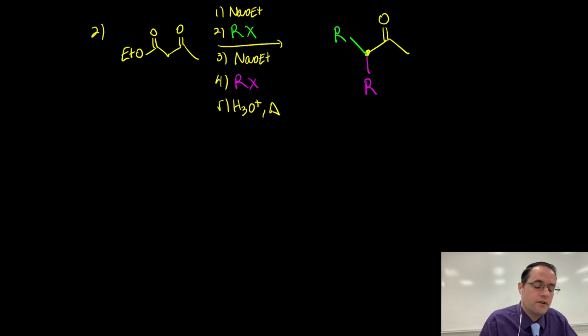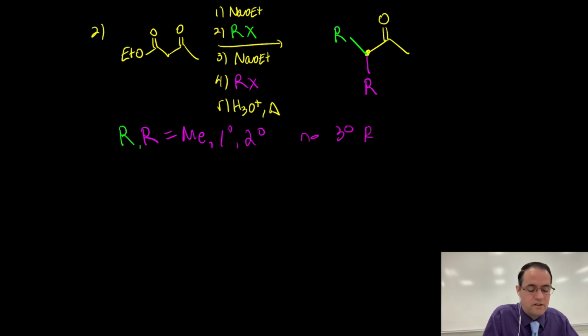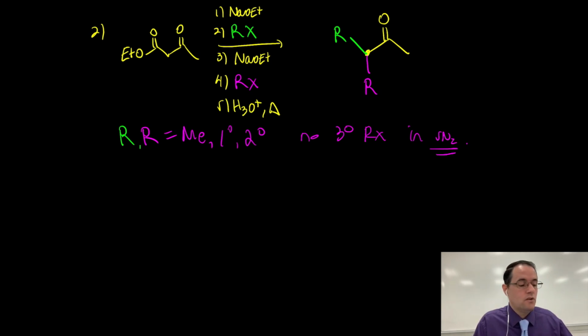One of the other alkyl groups might be a methyl group, okay? Now remember that your R groups, whether they're used in the first or the second step, should be methyl, primary, or secondary. No tertiary alkyl groups can participate in SN2, okay? So that goes back to first semester organic chemistry. So you can make ketones, okay? So let's go ahead and just jump into some problems here, okay?